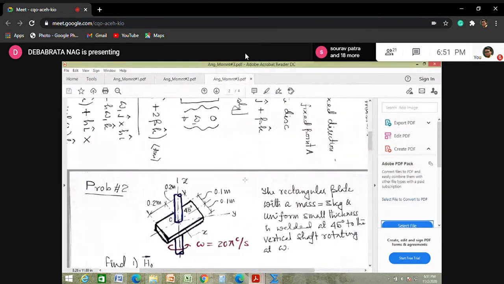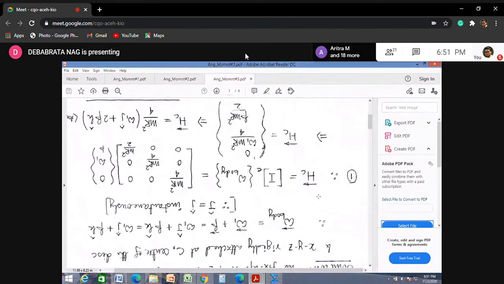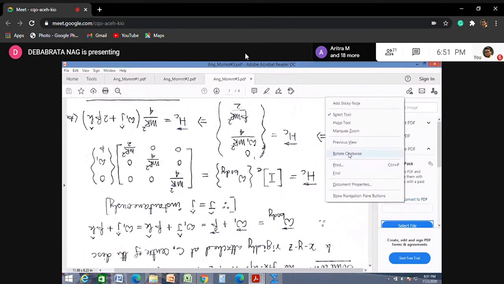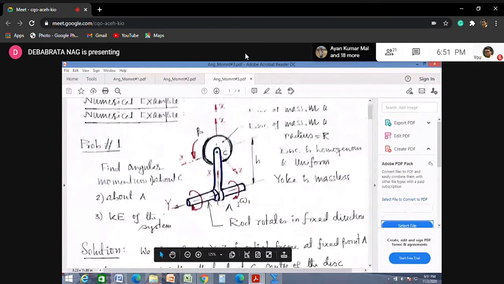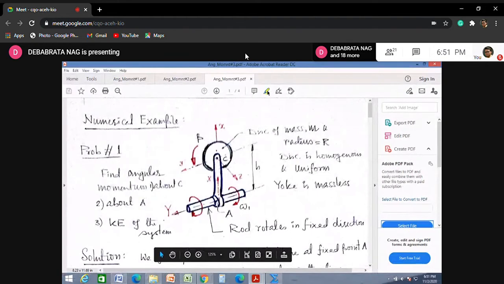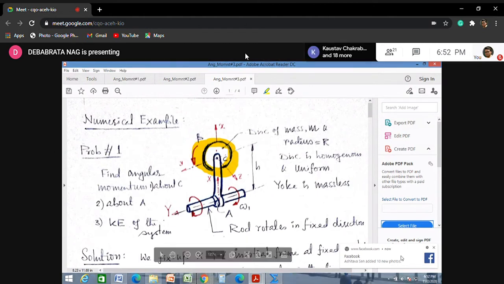Now, why am I saying this? Because if I just go over this problem, this problem I discussed before we went for puja break. This problem is unique in the sense that we discussed it in detail in our last class. So in this case, this is your body, the disc. The disc is rotating about the z-axis like this.